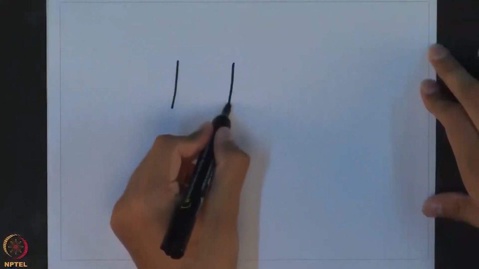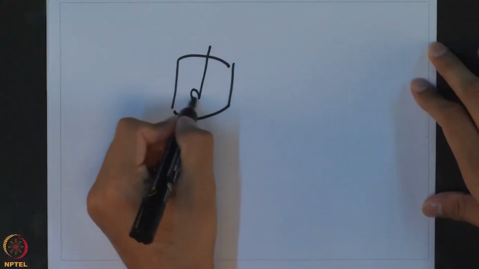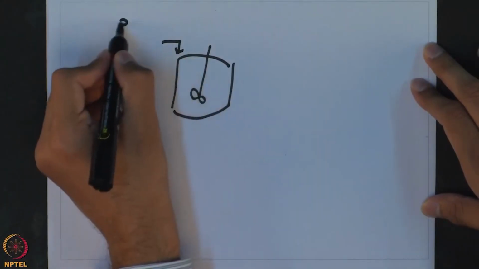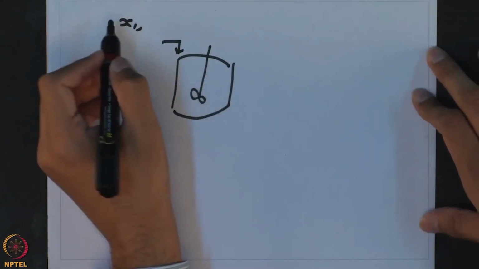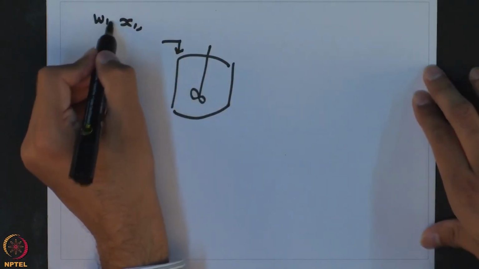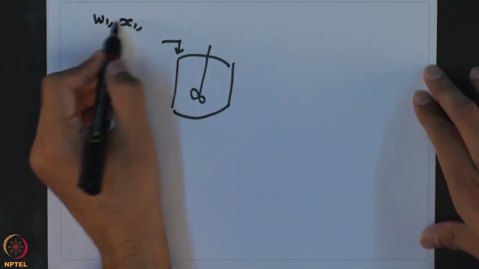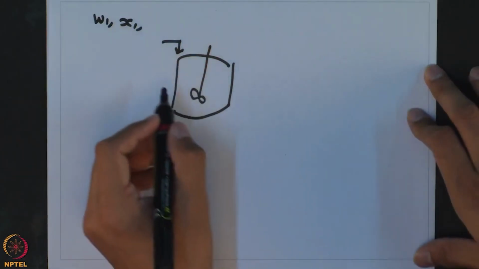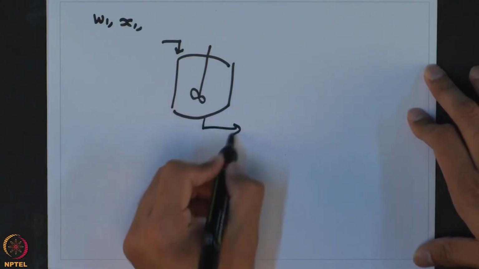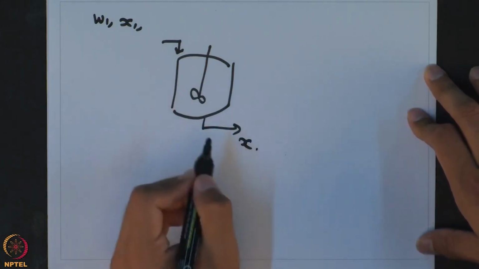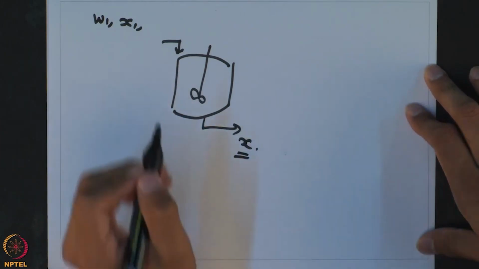Now let us say we have a blender. A blender is also a very commonly used piece of chemical engineering equipment. Here you have a stream of mass flow rate W1 at a mass fraction of x1 coming into the system, and what you desire is some particular fixed purity x.